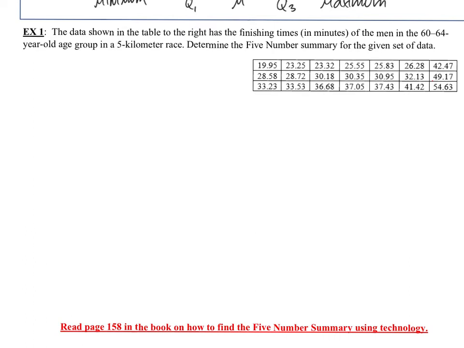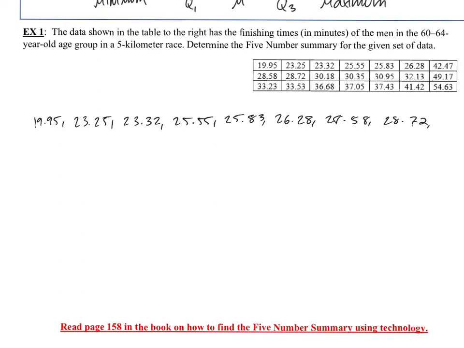So arranging it in ascending order. It's going to be 19.95, then 23.25, 23.32, 25.55, 25.83, 26.28, 28.58, 28.72, and then after that, 30.18, 30.35, 30.95. So remember, we're writing in ascending order.